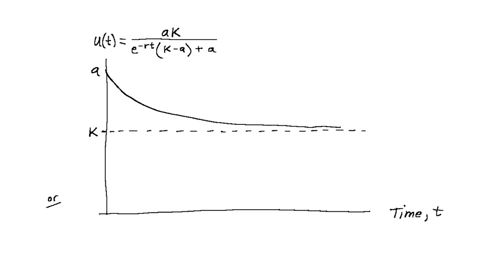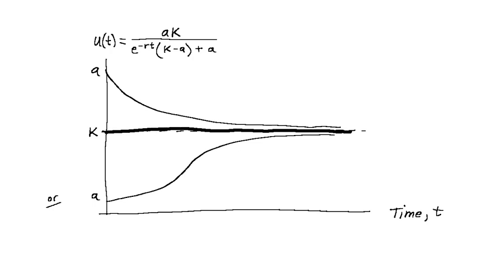Alternatively, if a happens to be less than k, the graph takes on an S shape and looks something like this. Again, we see that the graph approaches the horizontal asymptote at height k over time. If a happened to be exactly equal to k, then the graph of u is simply a horizontal line that sits right on top of the asymptote. Of course, this isn't really surprising because we knew that k was an equilibrium state of our model.